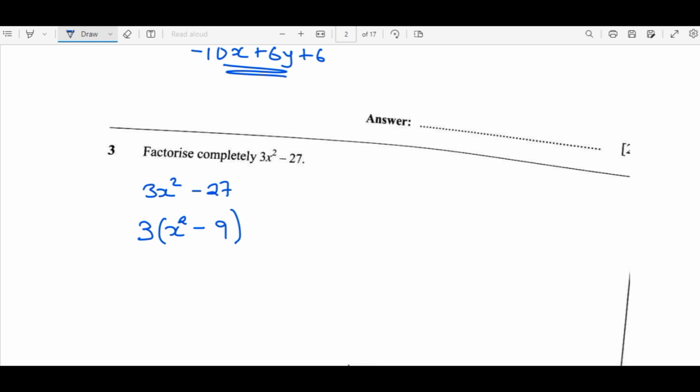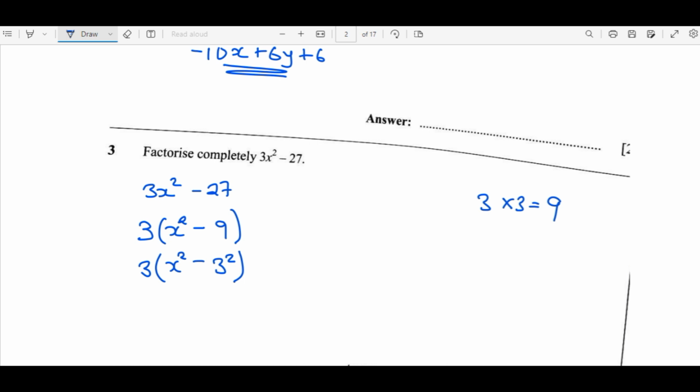Are we done here? The answer is no. Because we have x squared here, do we have any number that we can multiply by itself to give us 9? Yes, we have. If you multiply 3 by 3, it gives us 9. So we say 3 open bracket x squared minus 3 squared, you close. 3 squared, when you multiply 3 times 3, gives us 9.